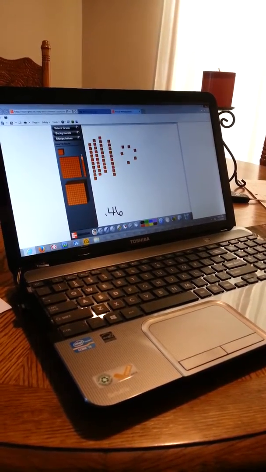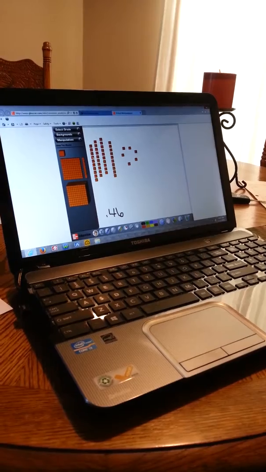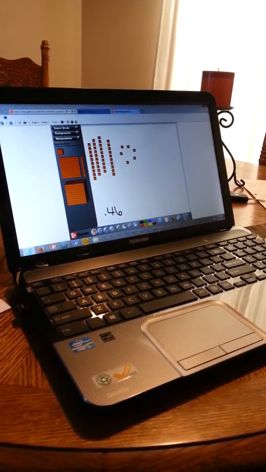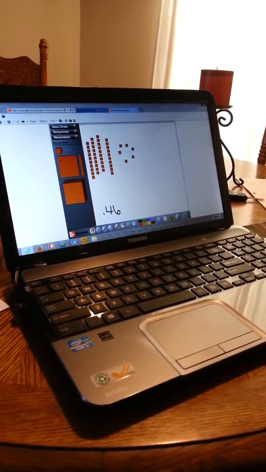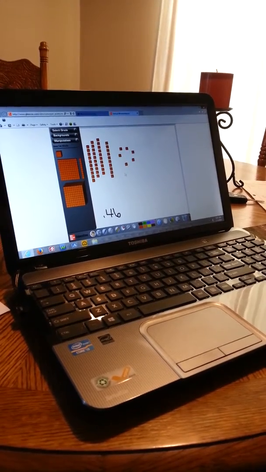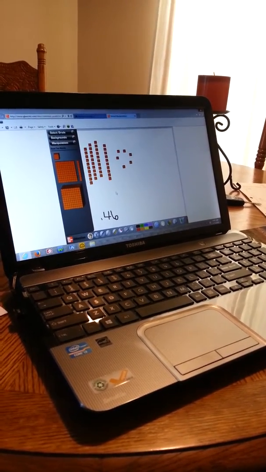And then I would have them add these up, which would equal 40. And then they would add the 6, and so they would have 46 hundredths.